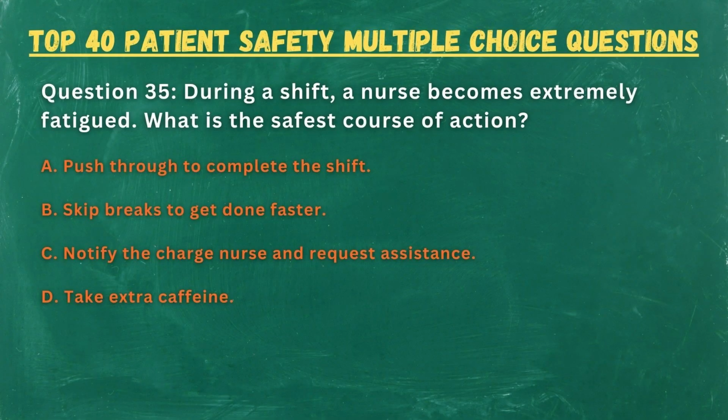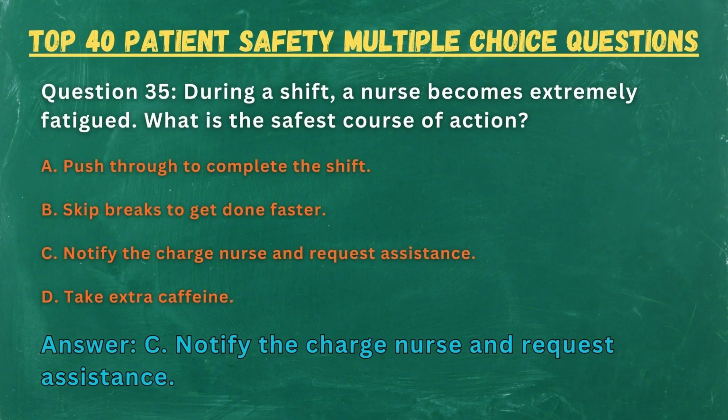Question 35. During a shift, a nurse becomes extremely fatigued. What is the safest course of action? A. Push through to complete the shift. B. Skip breaks to get done faster. C. Notify the charge nurse and request assistance. D. Take extra caffeine. Answer. C. Notify the charge nurse and request assistance.